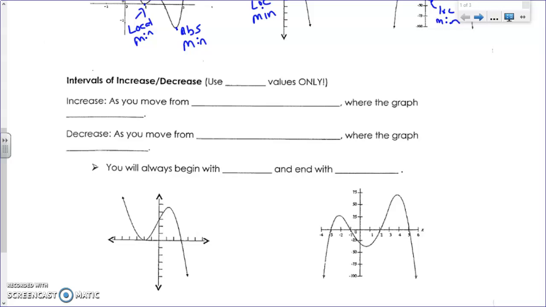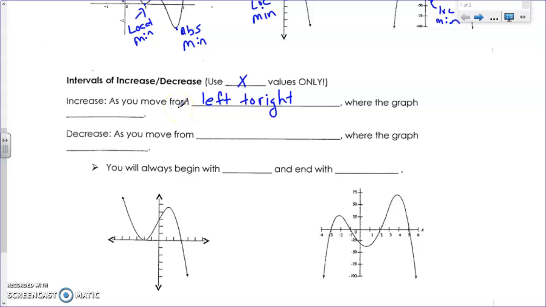Increase and decrease. Now this is where a lot of you are still struggling. I told you in quadratics, if you're still struggling on this, when we get to these, there's going to be more than one increase and more than one decrease. What values do we use? X. So it increases as you move from left to right. Why left to right? Well, because left is negative, and we always read the graph left to right for X values.